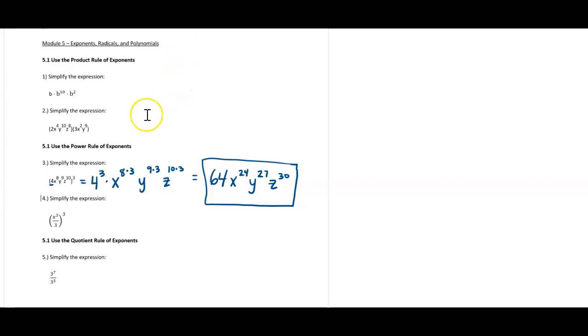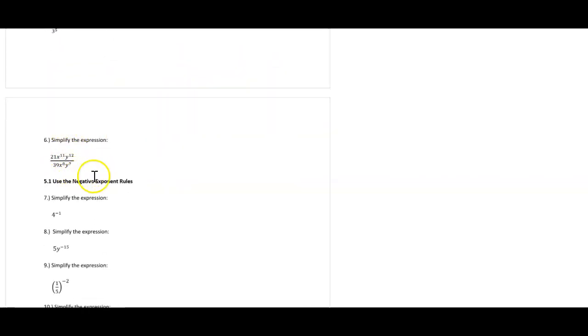Okay. All right, we're going to do some of these that have a little bit more to them than others, ones that have more than one property that you're using in them.